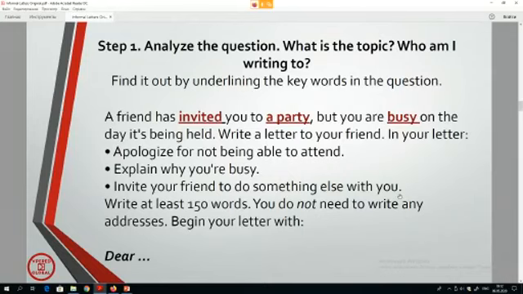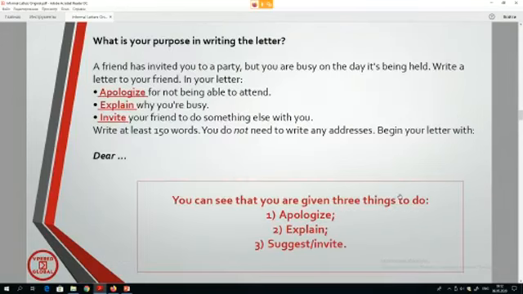So the next part. So we have highlighted them, and that's what we are going to take into account when we move on. What is your purpose in writing the letter? So the purpose is to apologize for not being able to attend, explain that you're busy, and invite your friend to do something else with you. So you can see that you're given 3 things to do: apologize, explain, suggest or invite.